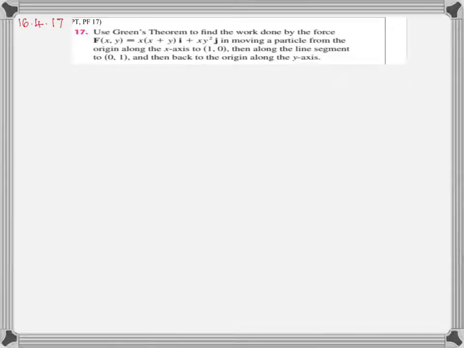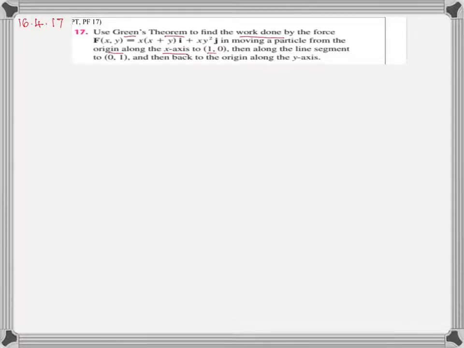Hi, in this video, I will be showing you problem number 17 of chapter 16, section 4. Use Green's theorem to find the work done by the force F(x, y) = x(x + y) i + xy² j in moving a particle from the origin along the x-axis to (1, 0), then along the line segment to (0, 1), and then back to the origin along the y-axis.